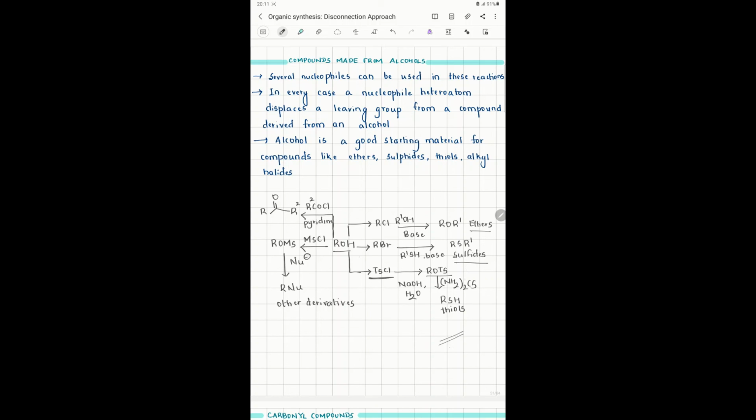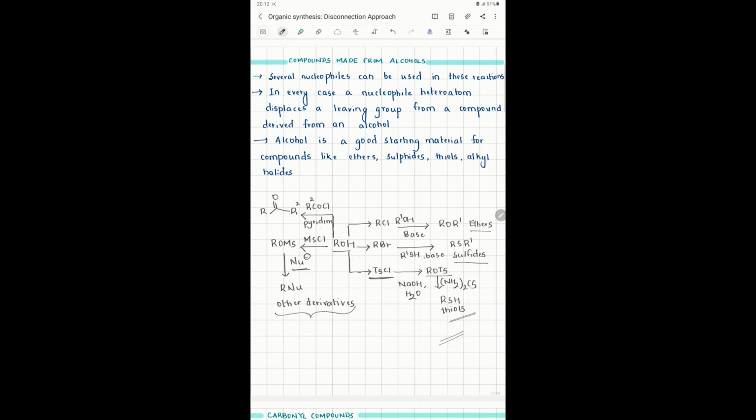This tosylate system, when it reacts with thiourea, is going to give me a thiol system. This is possible when the alcohol reacts with tosyl chloride in the presence of NaOH and water. This tosylate, again in the presence of NaOH and water and thiourea, gives me a thiol system. Next, alcohol in the presence of mesyl chloride gets converted to ROMs, that is mesylate. This, in the presence of various nucleophiles, is going to give me various other types of derivatives like RBr, RCl, RI, and so on and so forth.